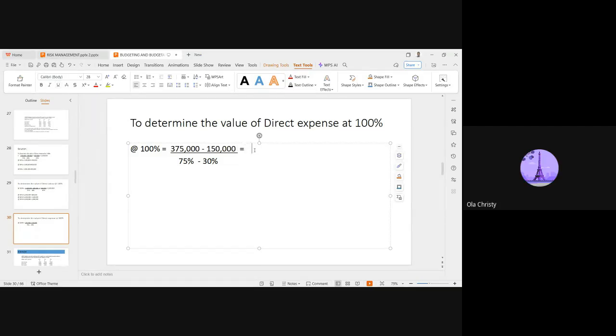225 divided by 0.45 is $500,000. Okay, 500,000. So at 40%, it will be what? 200,000. It will be 200,000.